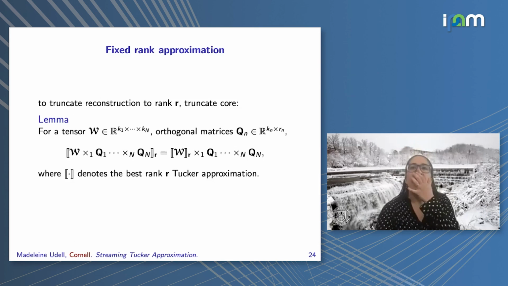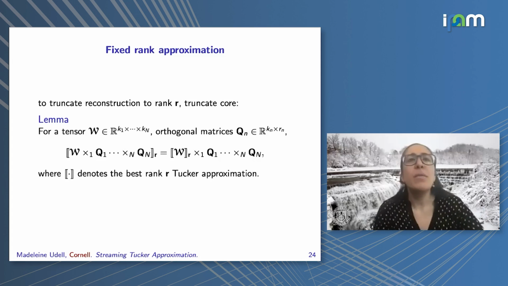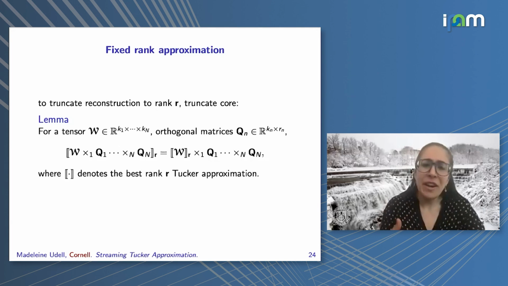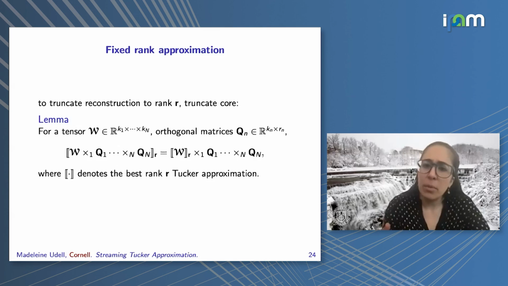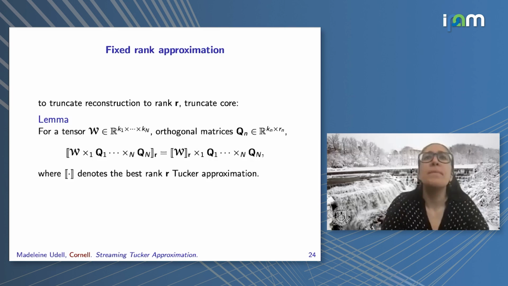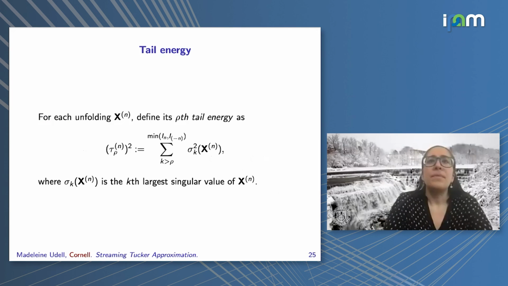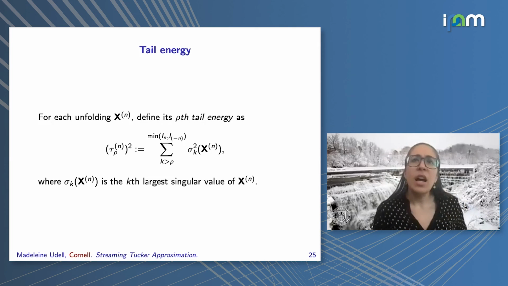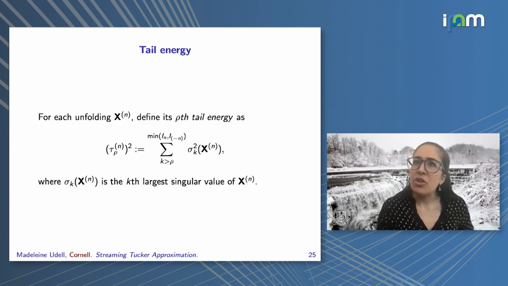I can also truncate this approximation by just truncating the core to rank R. So I might sketch using a large approximation, and then later decide that this tensor can be well approximated with a Tucker rank, a multilinear rank, that's even smaller. To tell you about how well this works, I need to talk about the tail energy in the unfolding along each dimension. That's the sum of the energy in the singular values that I've left out.